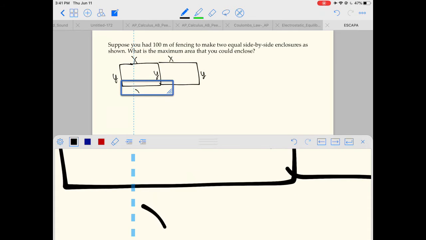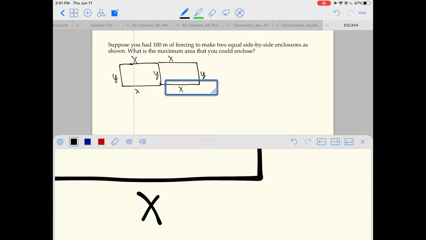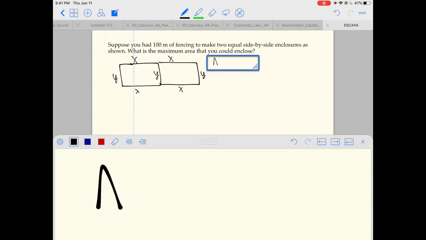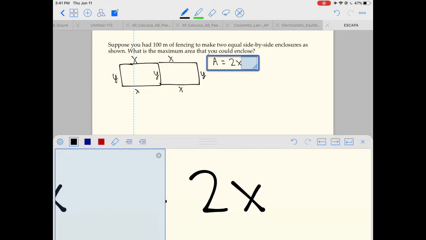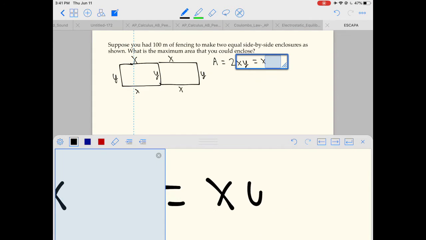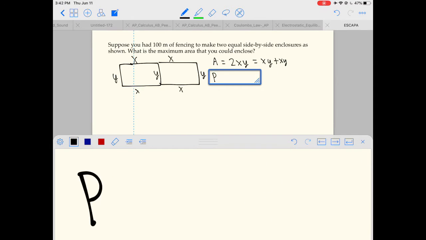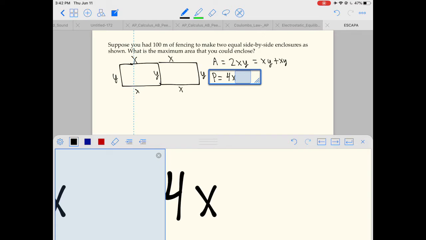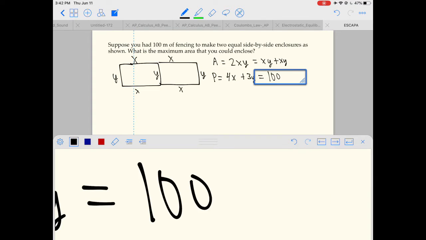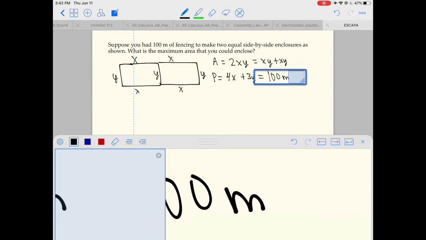x, and x. Okay, so what does area equal? Area for both of the enclosures together equals 2xy, right? Because it equals xy plus xy. And the perimeter would be, how many x's are there? There are 4 x's and 3 y's. So it becomes 4x plus 3y, which also equals 100 meters, as is the constraint in the problem.